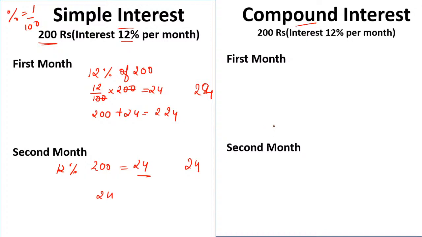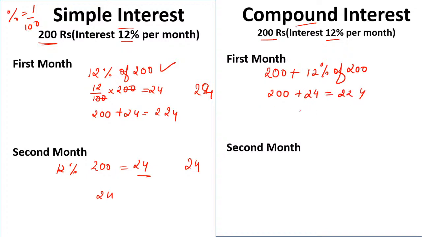So in compound interest, in the first month, first it is going to be 200. And what we will be doing is this amount plus 12% of 200, which we have already calculated over here. You already calculated it, this is 24. So 200 plus 24 is going to be 224. So how much profit do you earn? You earn 24 rupees. Now you will say, ma'am, these both are the same. Just wait. Let's move on to the second month.